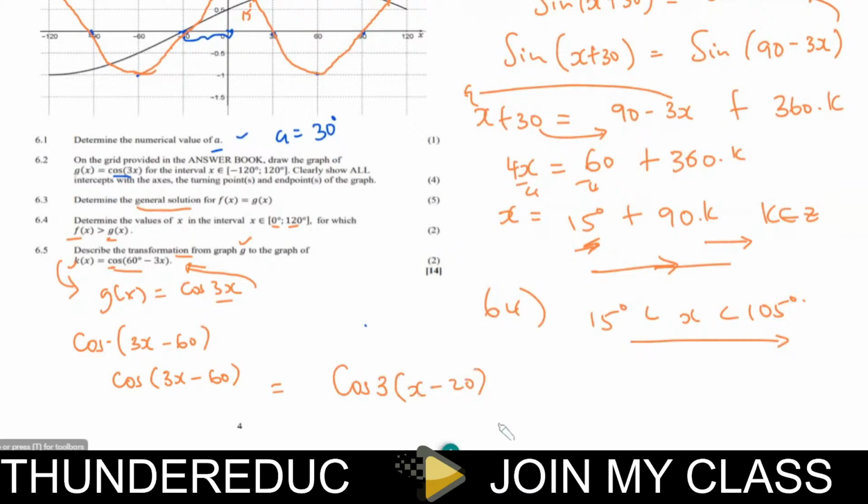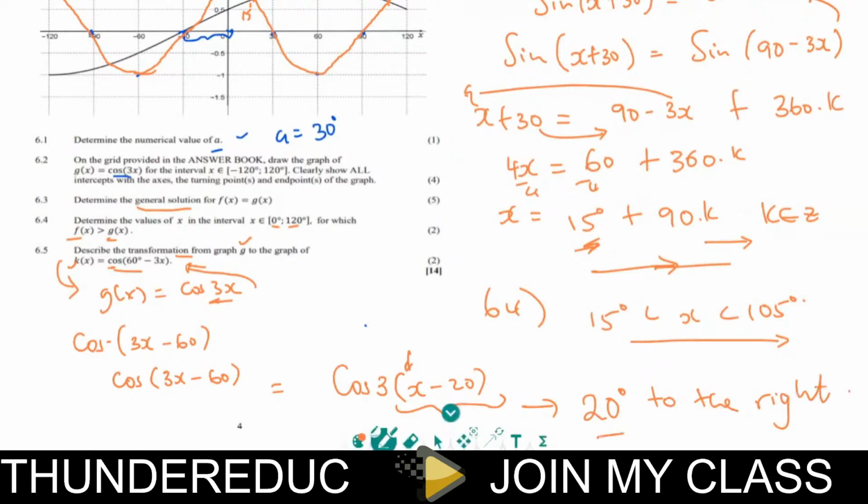So what this shows me is that from the original graph of cos 3x, so this is representing our new angle, there was a shift of 20 degrees. But on which side of the axis, left or right? So we said for as long as it's negative, it is a shift to the right. So the transformation is 20 units or 20 degrees to the right. 20 degrees to the right. So that is question 6.5.